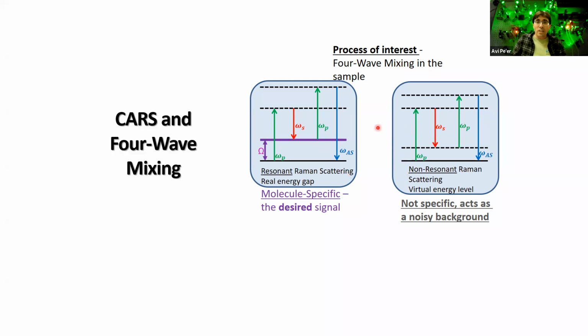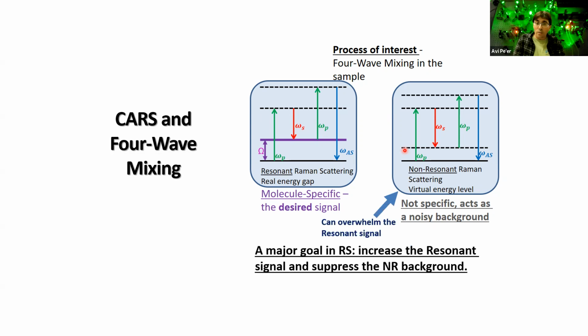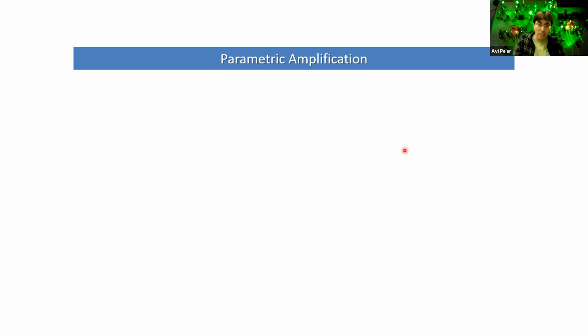The main thing is that there is this non-resonant background, which is not specific, and it contributes noise. The point is that this signal is much larger than this one, but there are many more molecules that are non-resonant than those that are resonant. Suppose that you have a protein that is sitting in water. There are many, many water molecules and only a few protein molecules that you would like to measure. So this can overwhelm the other. And what we want to do is to increase the resonant signal and to suppress the non-resonant background. I'll tell you very quickly how we do this.